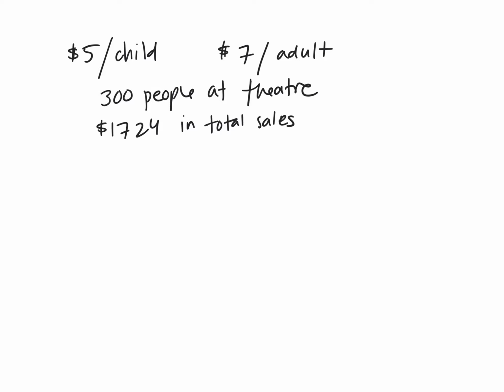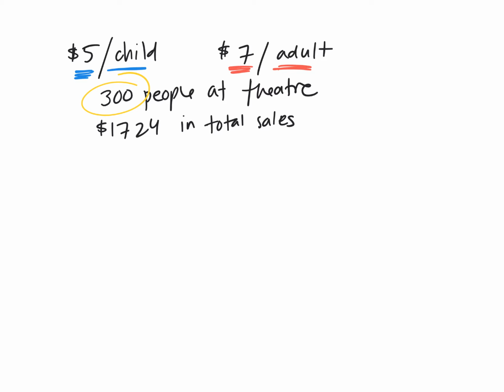In this question, you're told that the cost is $5 for every child that goes to the theater, and then it's $7 for every adult that goes to the theater, right? Altogether, how many people go to the theater? How many people are going to the theater on that night when they sold out? 300 people, right?